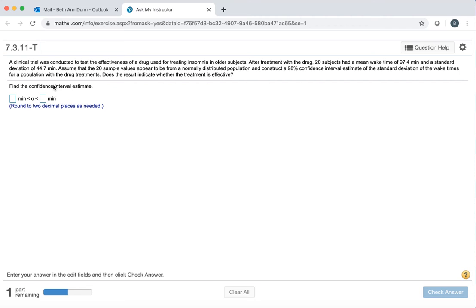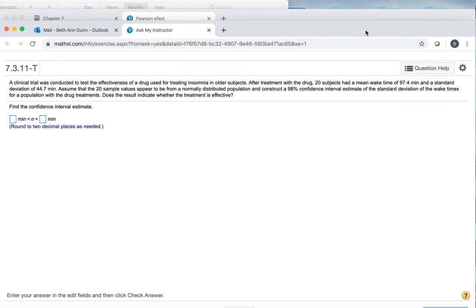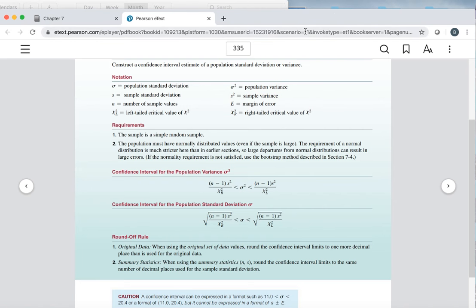Now, sometimes it puts a little link here to the chi-squared table. This time it did not. So I want to show you how to find that table on your calculator. Okay, so anyway, this is the formula we're going to be using, which is on page 335. So we need to find the right tail chi-squared and the chi-squared for the left tail. So we need to find those two values.